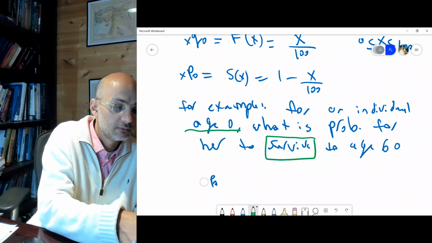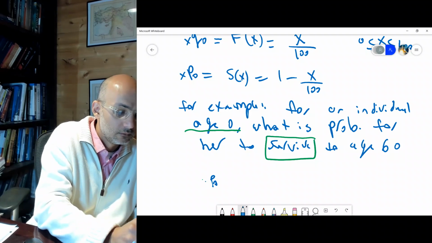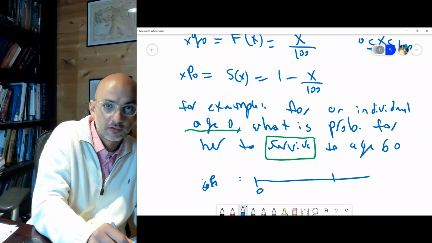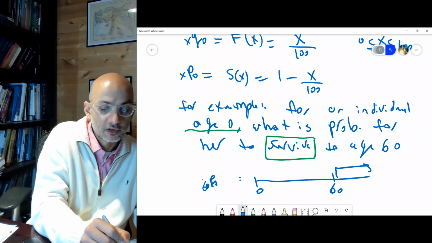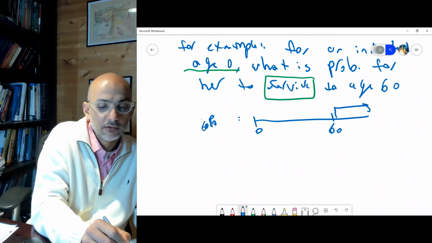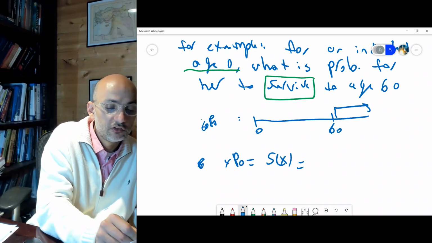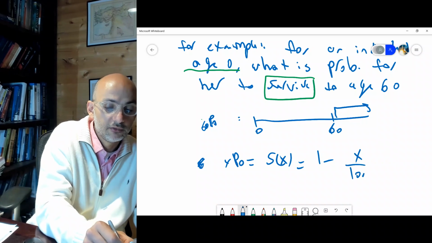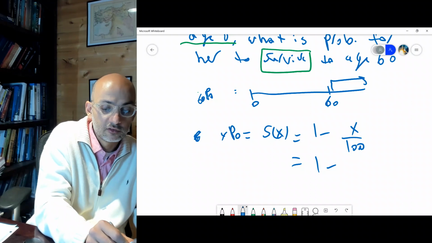So here, age 0, you need the individual to survive to 60. So death occurs after, right? So survive to age 60. And how is this? We know the general form, xp0 is s of x, which is 1 minus x over 100, and this will be 1 minus 60 over 100, because surviving to age 60. Simple enough, it's 0.4, right?